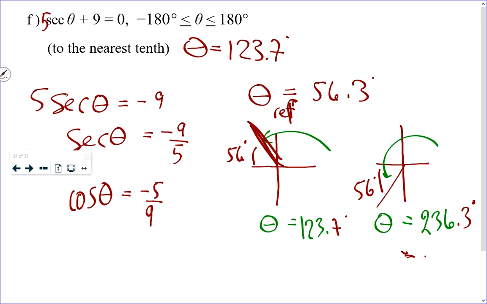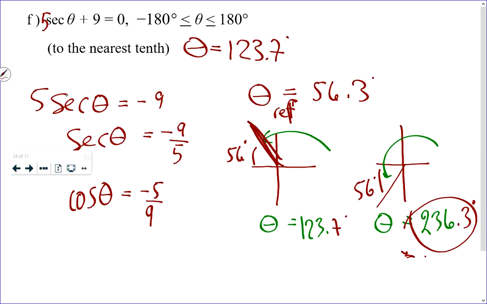What if you subtract 360 from it? If you subtract 360 from 123.7, you're going to get around negative 200 and something degrees, aren't you? Well, that's outside of the domain because it's got to be between -180 and 180. So that is done with that. Is this in the domain?